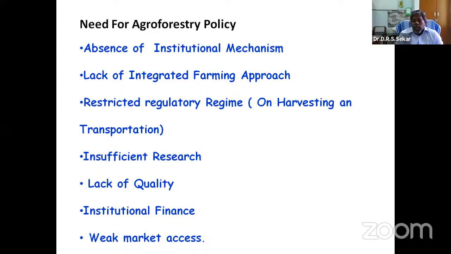The last point is organizing market availability, the weak market access. Farming communities don't have any clue about market dynamics, how it operates and how it works, and there is a lot of middleman involvement. That is why they are not able to sell a lot of their products in due time. This has also been grossly taken into account, which is the basis for the existence of this agroforestry policy.